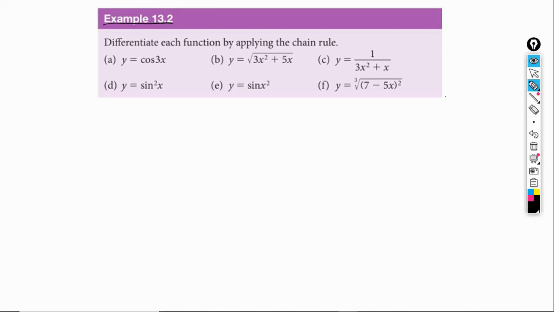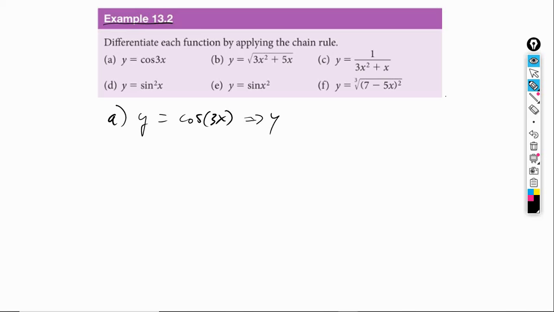Very well, so here we are on example 13.2, and it says differentiate each function by applying the chain rule. So I'm going to do the first three, A, B, C, and I'll leave the others for you guys to do as an exercise. All right, so let's start with A. y equals cosine of 3x. I'm going to put this in parentheses just to emphasize the fact that we have a composition of functions.